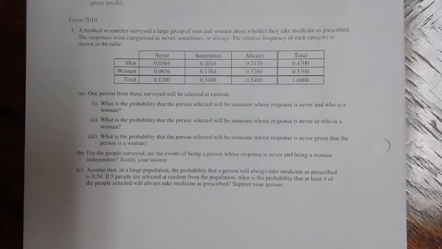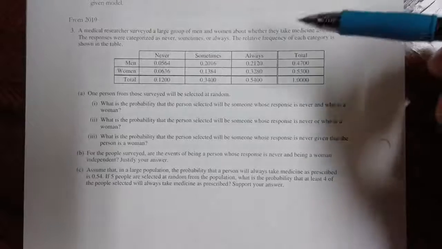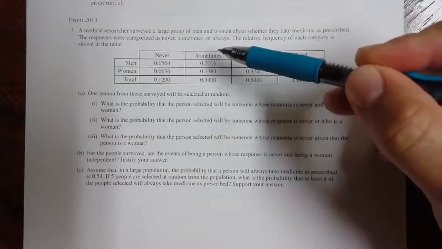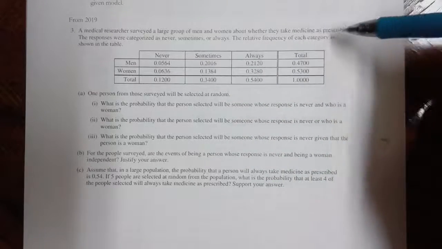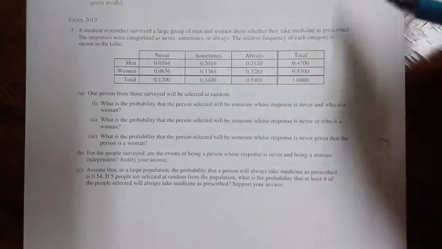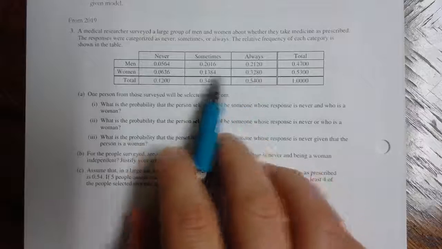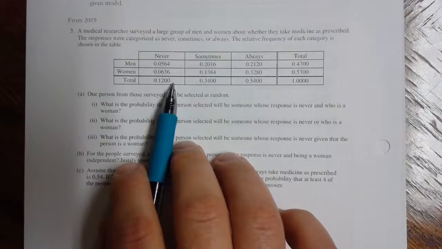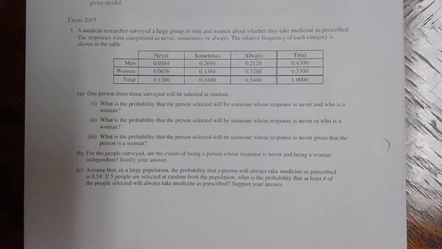So, first thing we'll notice, we get this description of a medical researcher who surveyed a large group of men and women about whether they take medicine as prescribed, and the responses were categorized as never, sometimes, or always, and then we get the relative frequency of each category in this table below. So we've got these 6 different possible outcomes basically, and we even get the totals. It's kind of nice when the totals are provided as well. And then the first part here is just several different probability questions.